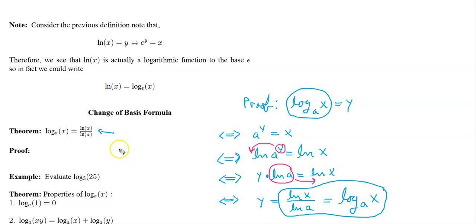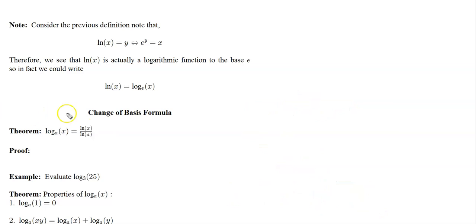So let's take a look at a few examples now. Let's evaluate log base 3 of 25. Now, your calculator doesn't have a log base 3 button on it. It has a natural logarithm button. It probably has a log base 10 button if you look for it, or if you have a scientific calculator, it'll have that on it. But it doesn't have a log base 3. Well, that's okay, because as long as it has a natural logarithm button, we can still evaluate this.